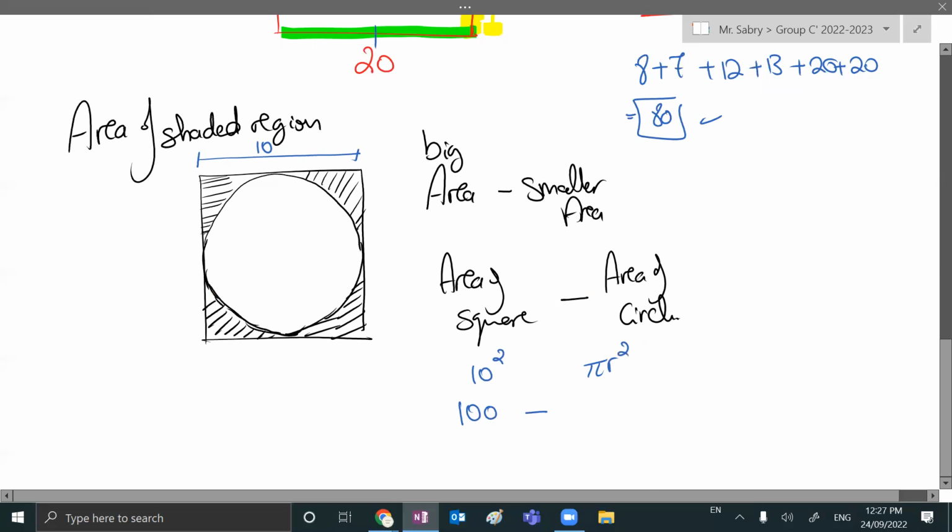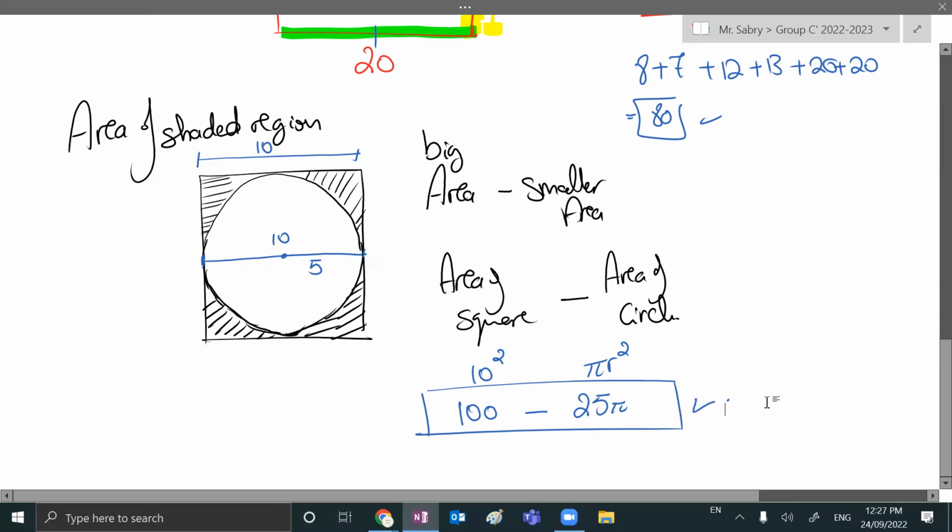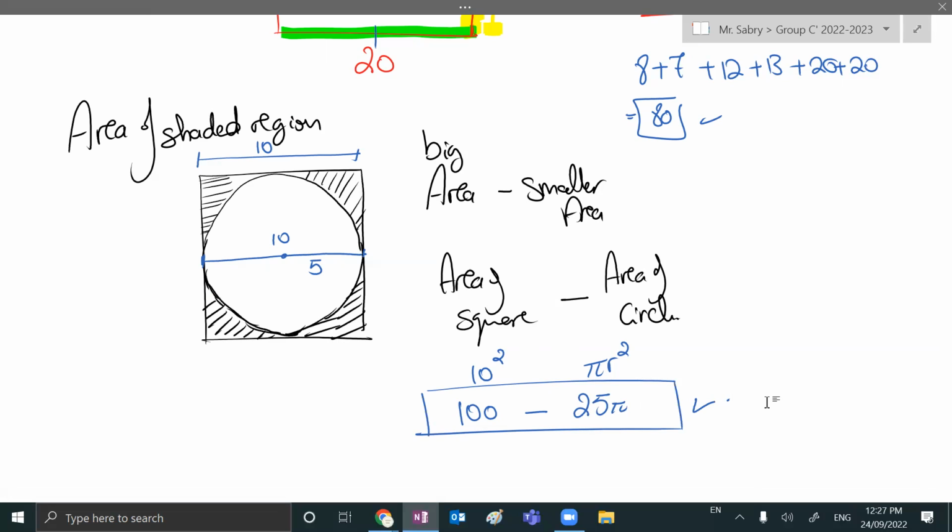Do I have the radius? Yes, because starting from this point up until here, exactly, the diameter is 10, so the radius is 5, which means that this is 25 pi. So the area of the shaded region is 100 minus 25 pi. That's the area of the shaded region. You'll find it either as it is in the choices, or you'll find it as decimals over there. Does this make sense? Yes.